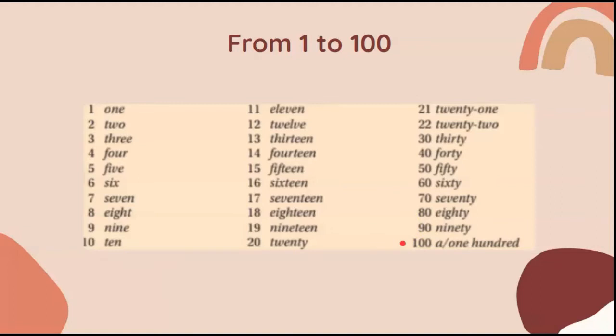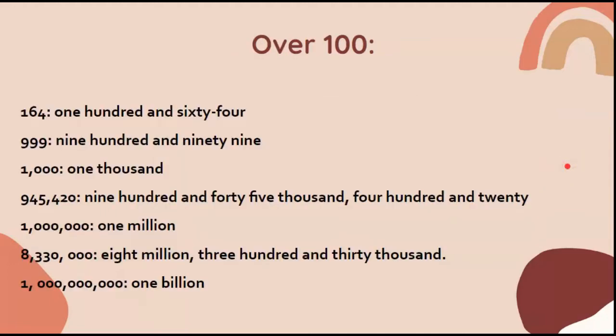And after 100, we start again. 101, 102, 114, 122, 170, etc. Over 100, then we start where here we have an example, 164, and we can go as far as 999. And what happens after that?